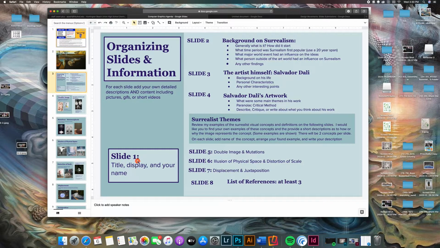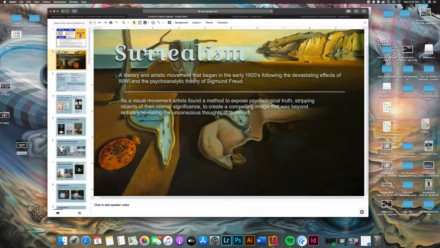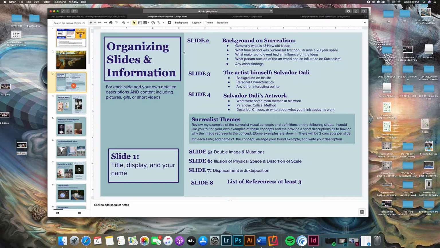So over here, slide number 1, just a title, maybe a picture that you want to use, and your name, something like I did here. Okay, maybe a little bit less. Slide 2, background on surrealism. If you want to make your slides a little bit more simplistic, maybe you add a couple slides.